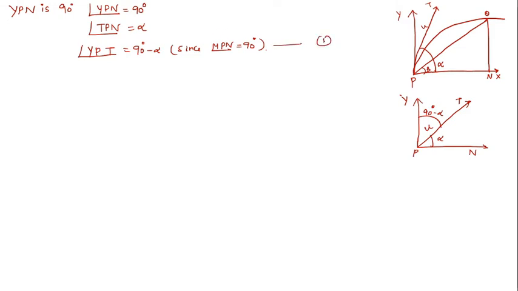Next we are going to find alpha minus beta. So what is alpha minus beta? Alpha minus beta can be written as 2 alpha minus beta minus alpha. We already know 2 alpha minus beta, that's why I am writing like this. So 2 alpha minus beta minus alpha is nothing but 90 degrees. This is what we have found as the maximum range for an angle. So it is 90 degrees minus alpha.